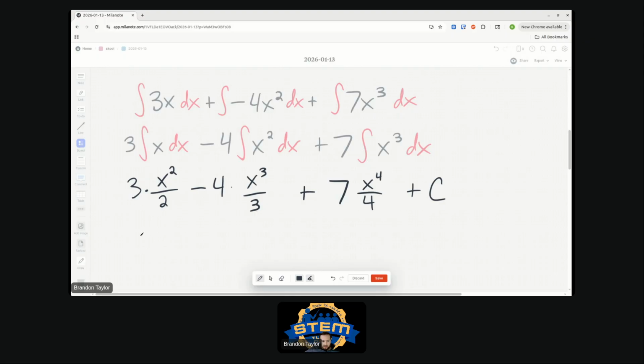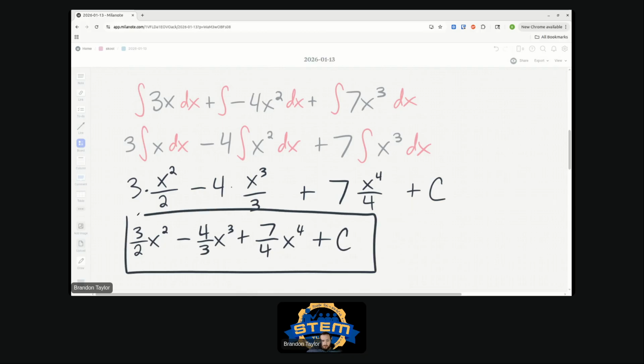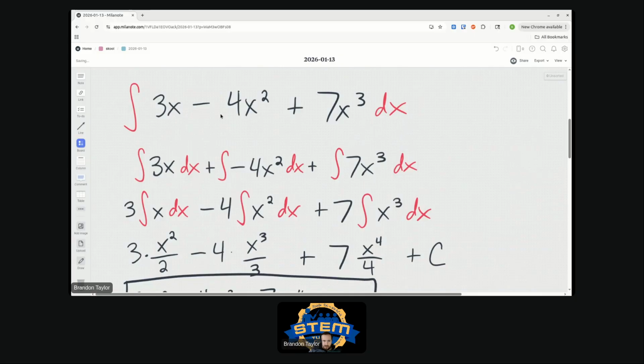And then we get something like this. So this will become 3 halves x squared minus 4 thirds x cubed plus 7 fourths x to the fourth plus c. So you can't forget the plus c as well. But this is the antiderivative, if you think about it, of what we started with.